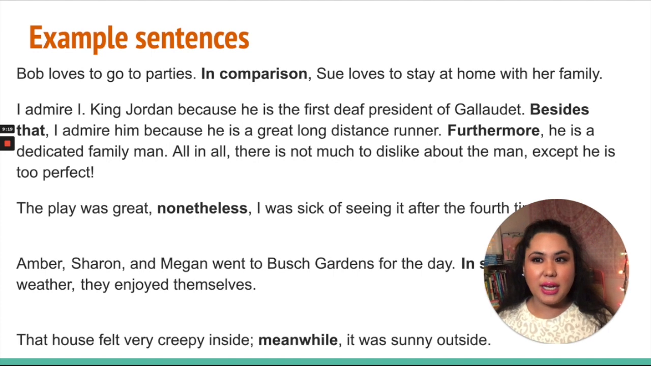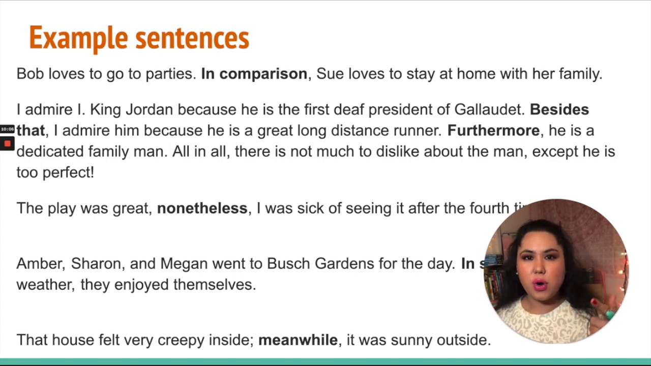So let's take a read. The first one, Bob loves to go to parties. In comparison, Sue loves to stay at home with her family. That's a contrast. I admire King Jordan because he is the first deaf president of Gallaudet. Besides that, I admire him because he is a great long-distance runner. Furthermore, he is a dedicated family man. All in all, there's not much to dislike about this man, except he is too perfect.